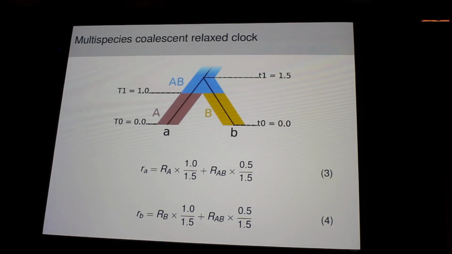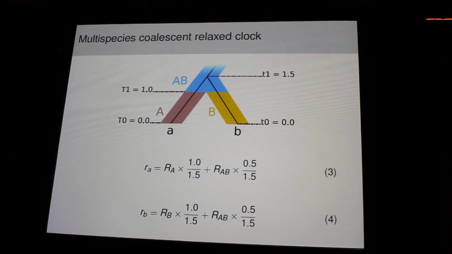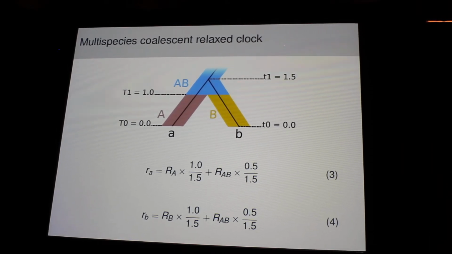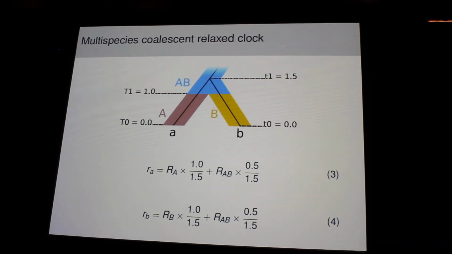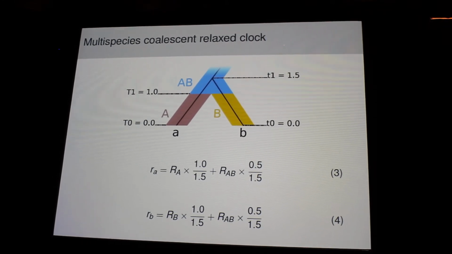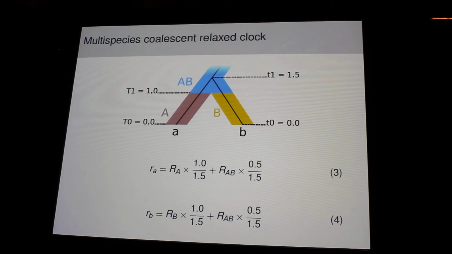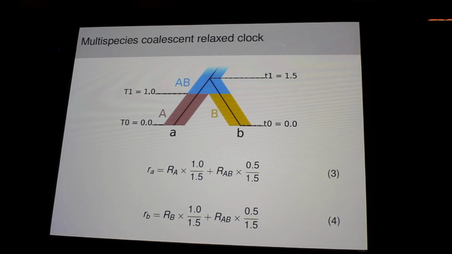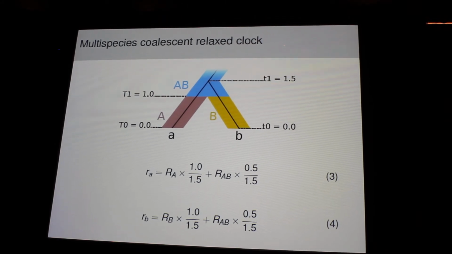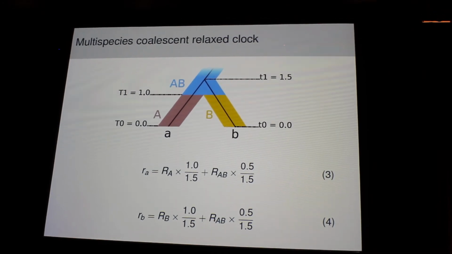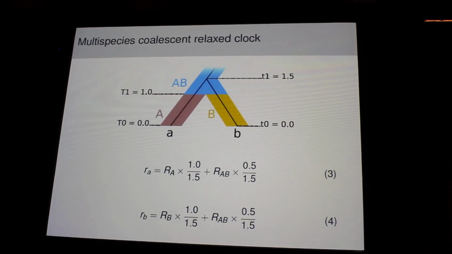StarBEAST2 also introduces a multi-species coalescent relaxed clock. Under this clock model, the rate of each gene tree branch is the weighted average of the species tree branches it traverses. So in this example, you can see that gene tree branch little a spends 2/3 of its time in species tree branch A and 1/3 of its time in species tree branch AB. So its rate will be the average of those two rates, but with big A assigned a weight of 2/3 and AB assigned a weight of 1/3.